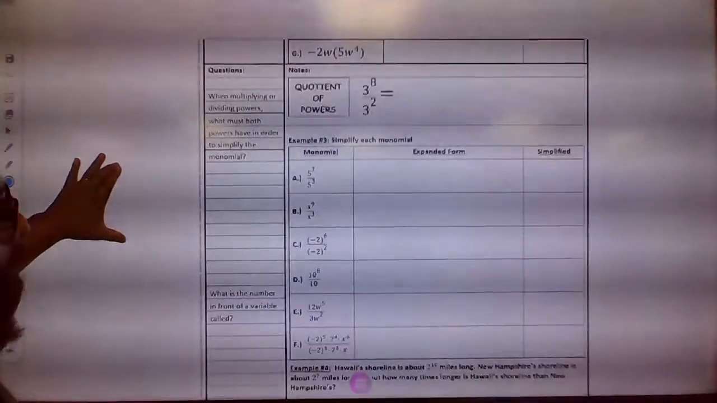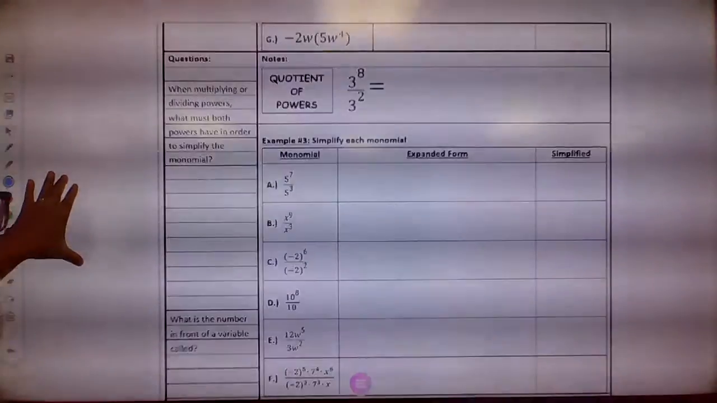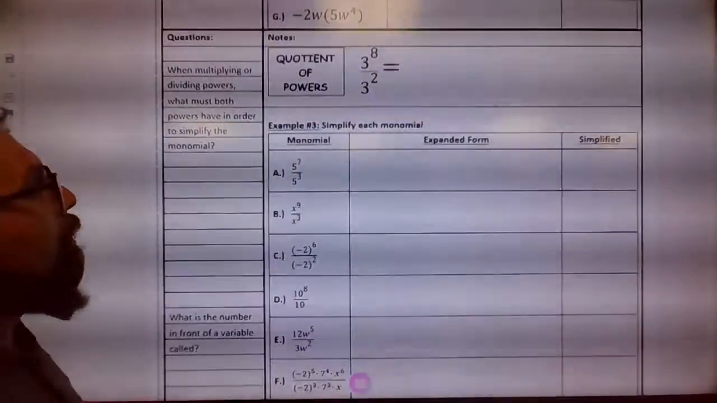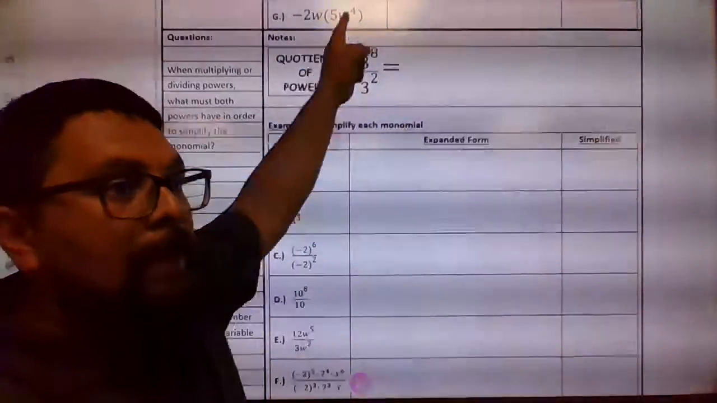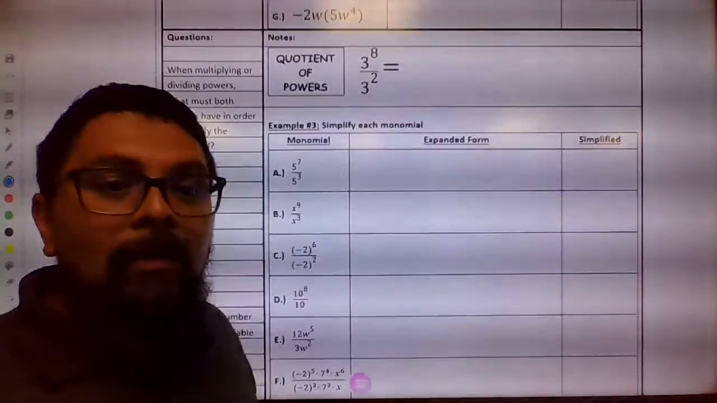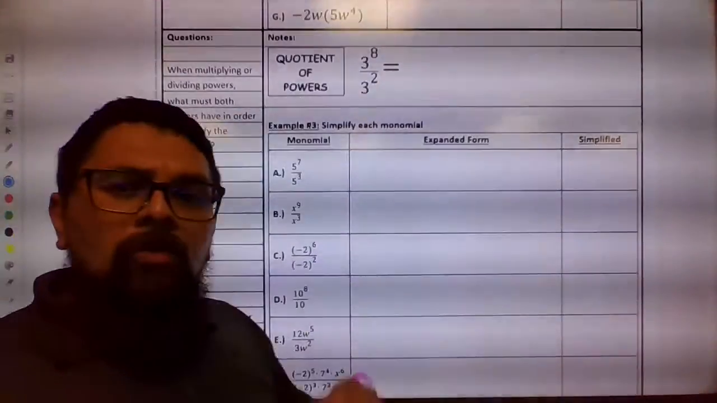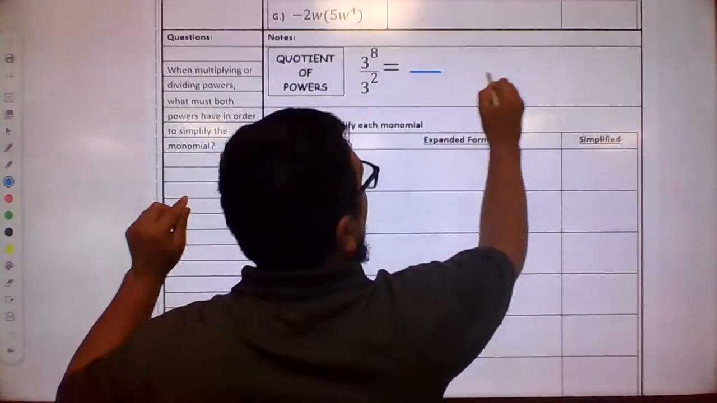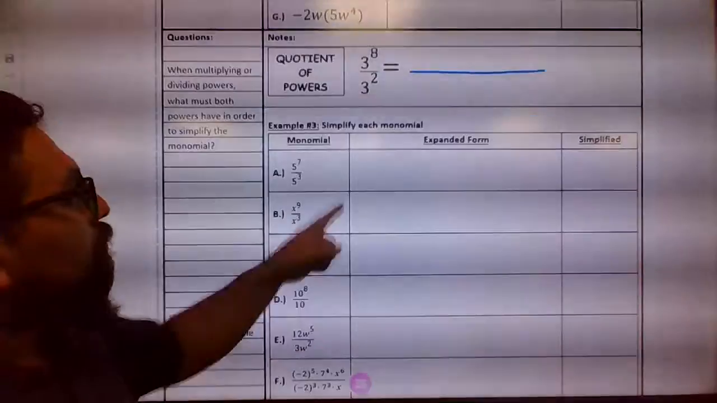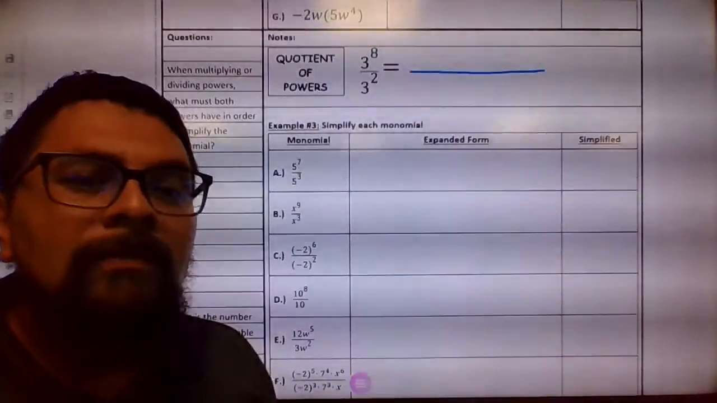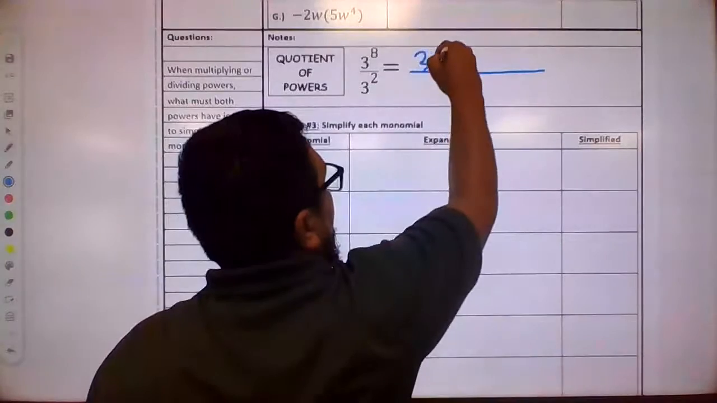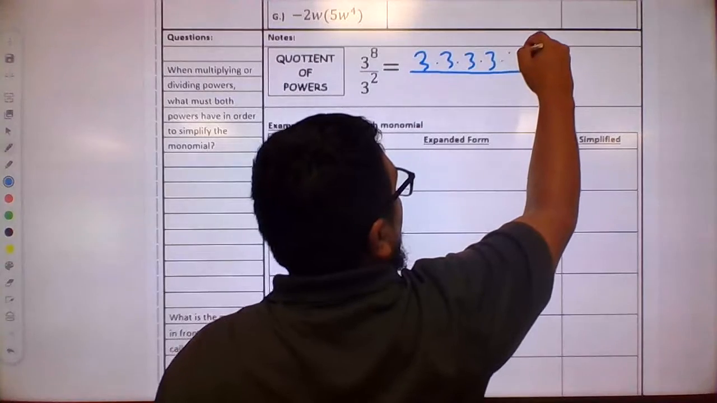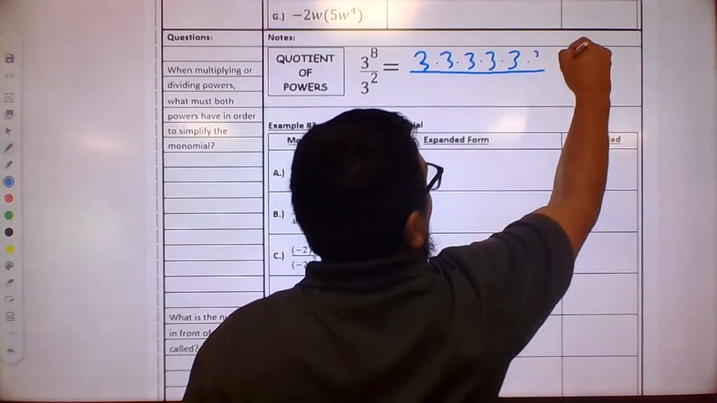So let me zoom in. Okay, so it's 3 to the 8th divided by 3 squared, or 3 to the power of 2. Let's expand them first. Let's leave our fraction bar. So 3 to the 8th, how many threes is it? 8 threes, right? So it's 3, 3, 3, 3, 3, 1, 2, 3, 4, 5, 6, 7, 8.